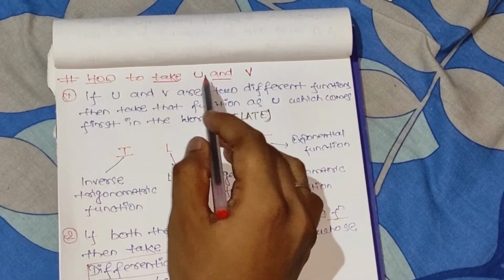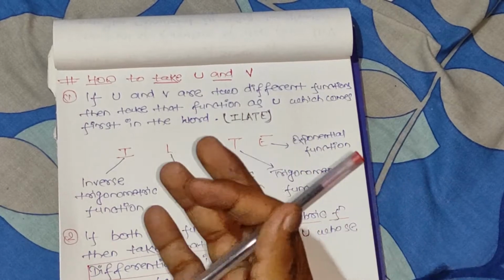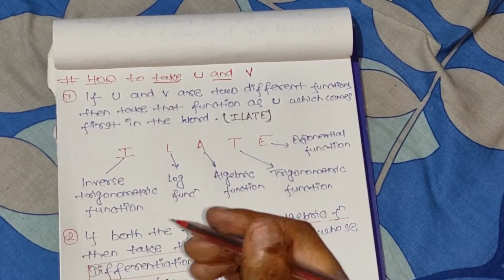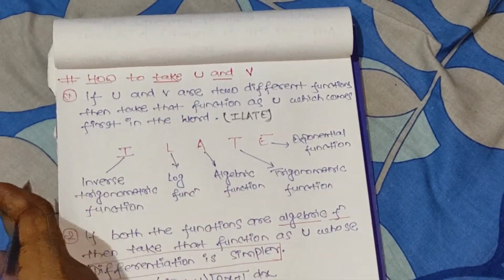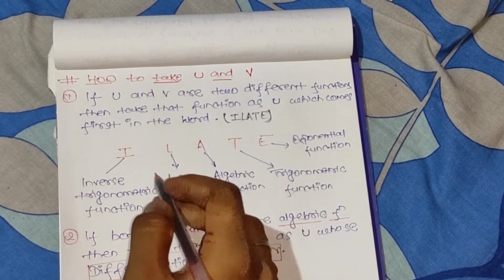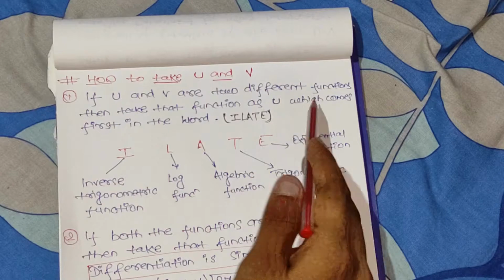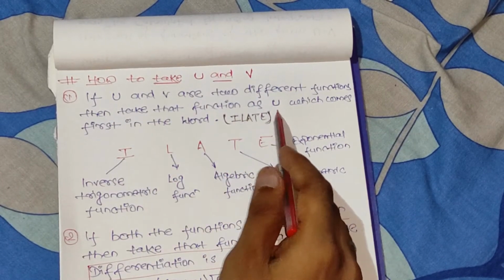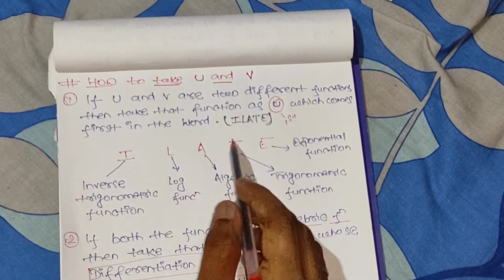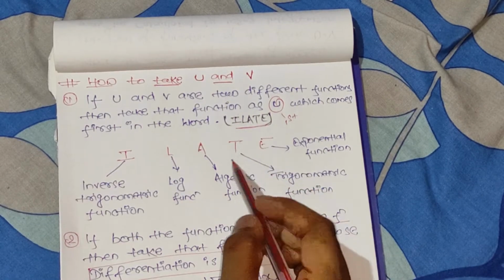Now we will see how to take u and v. Given two functions, how do you judge which one is the first function and which one is the second function? You can't choose randomly which one is u and which one is v. So you have to keep this in mind, that is very important. If u and v are two different functions, take as u the function which comes first in the word ILATE.